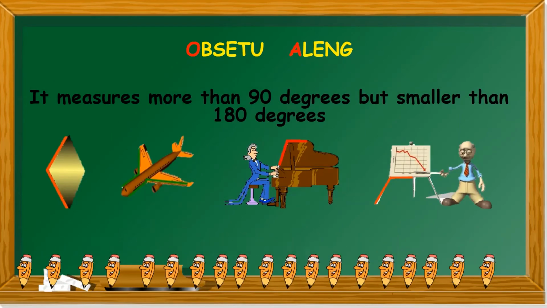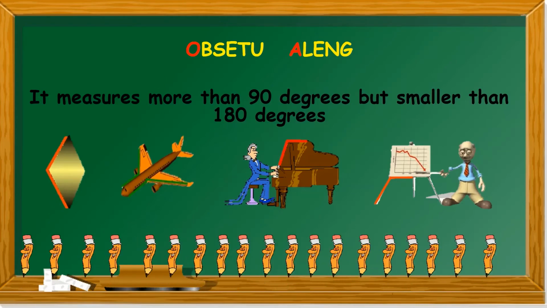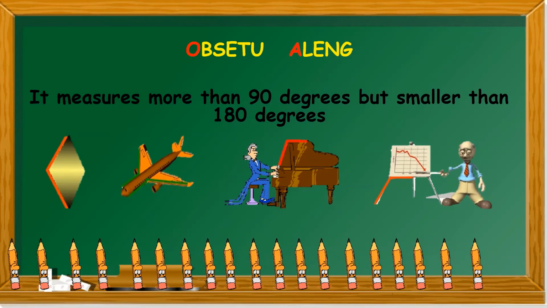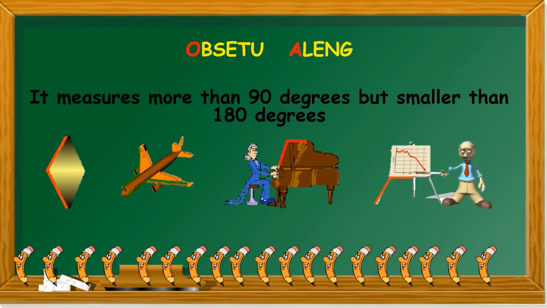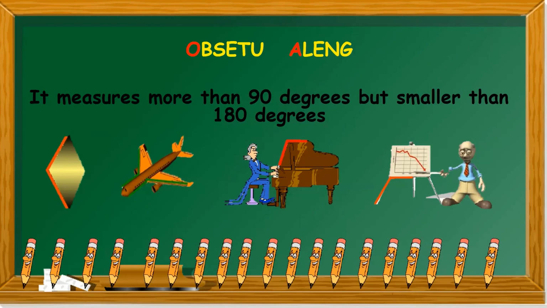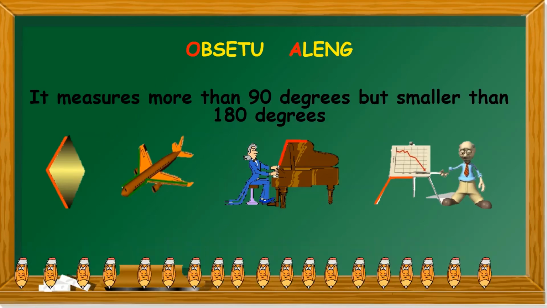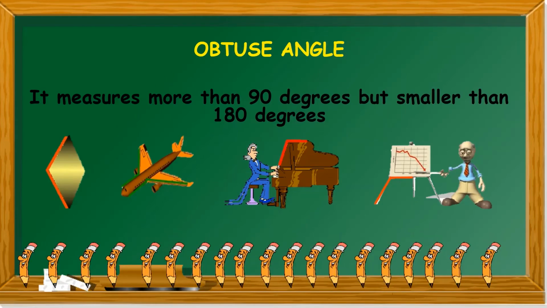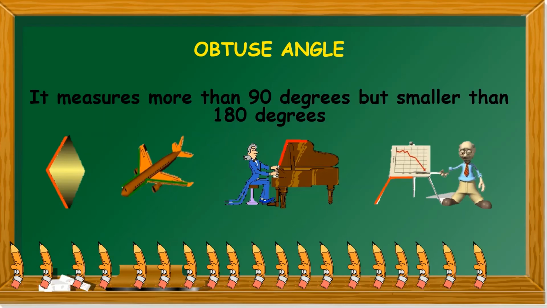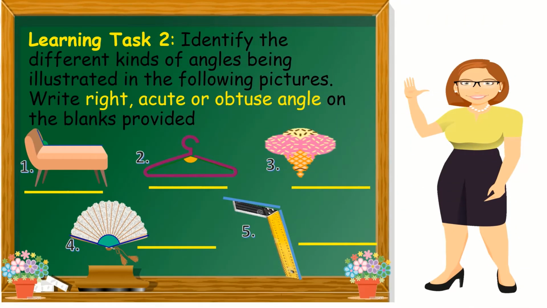And now for our third jumbled letters. It starts with O and another A. And its definition is it measures more than 90 degrees but smaller than 180 degrees. And your answer is obtuse angle. And there you have it.